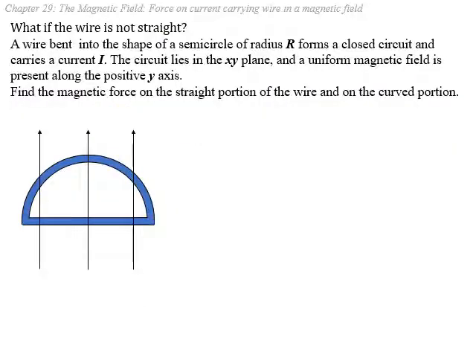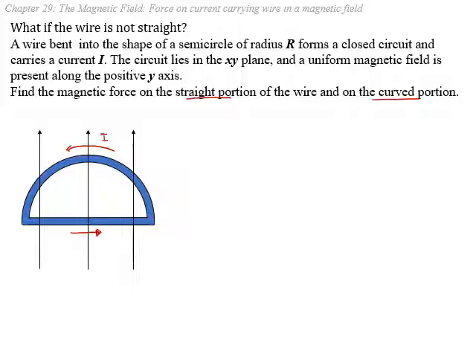So now let's ask the question, what if our wire is not straight? What if we have something with a curve? And that's what this example is showing here. We take a solid wire, we bend it into the shape of a semicircle with radius r. It's a closed circuit and it's carrying current I. I'm going to say that my I goes to the right along the bottom segment and counterclockwise in the top segment. So there's my current. We're asked to find the magnetic force on the straight portion and on the curved portion.